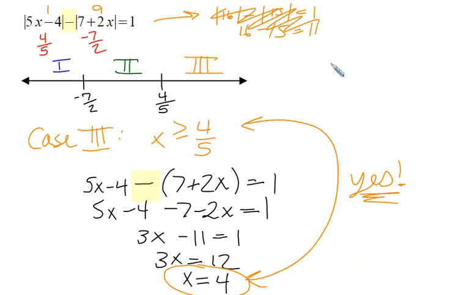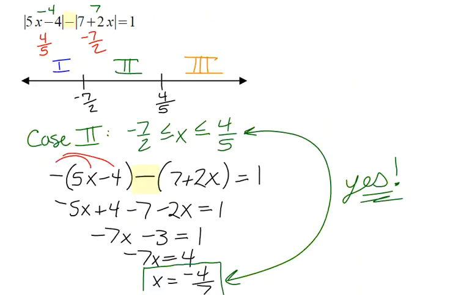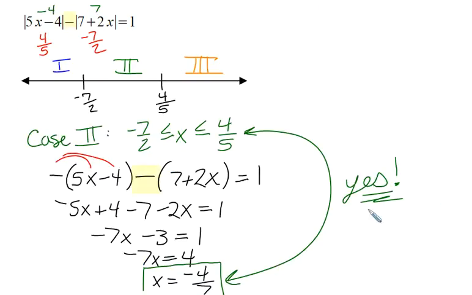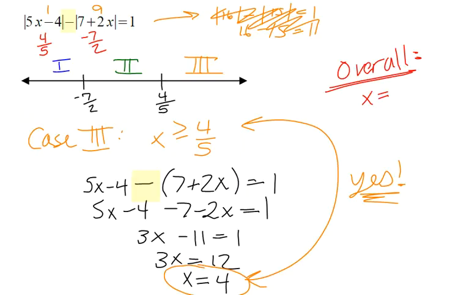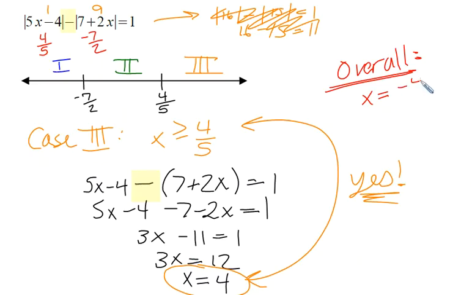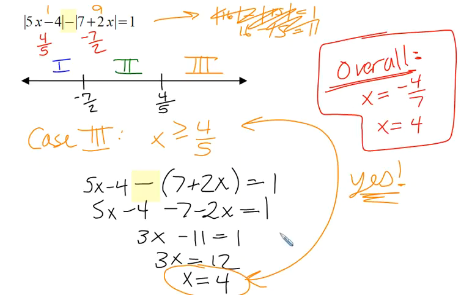And then please, please, please don't forget, on your work, I would want to see an overall answer indicated. So in this problem, we should say the first case did not lead to a solution. The second case, it was -4/7, and the third case was 4. So when we go to write out our answers to the question, it was x equals -4/7 and x equals 4. Those were the overall solutions to this problem.